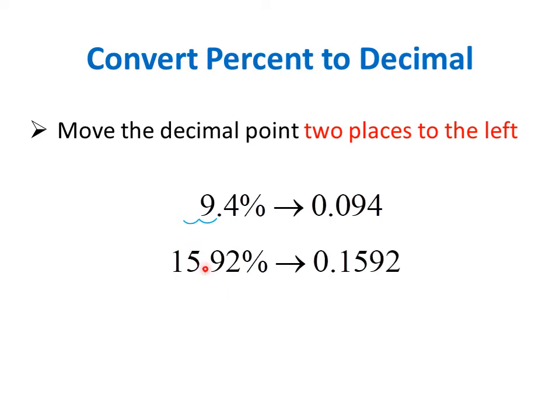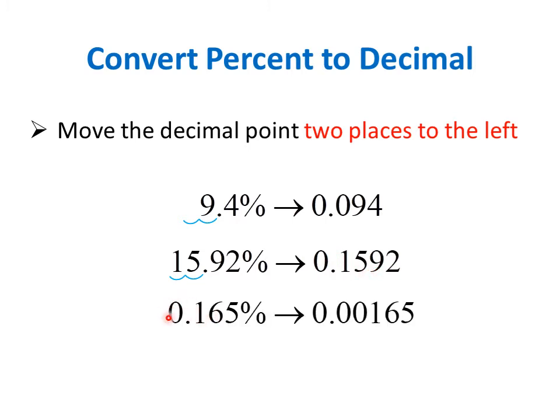Next, how about 15.92%? To convert this into a decimal, the number should get smaller. So we have to move this decimal point 2 places to the left. So we have 0, and then the decimal point and 1592. Therefore, we have 0.1592.